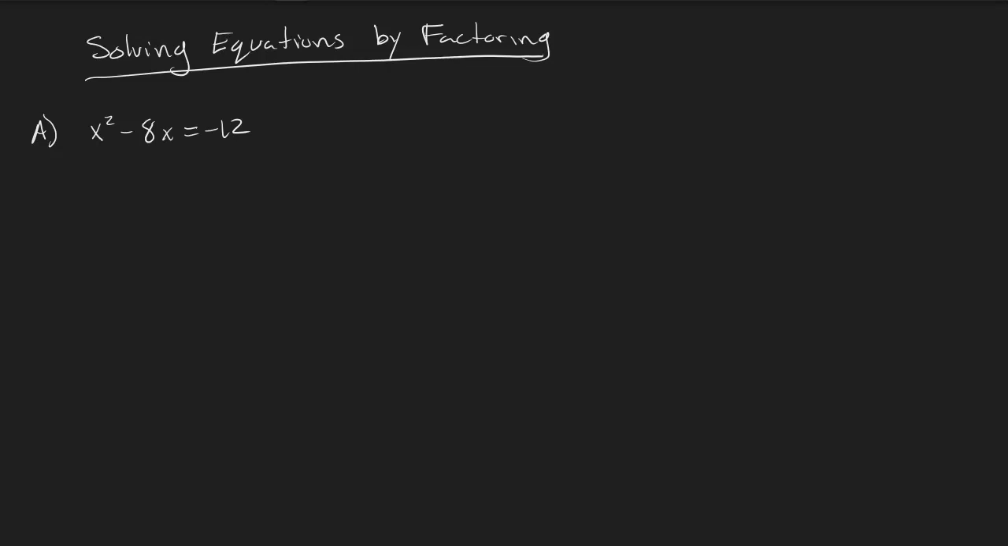So what I'm going to do is, this is not in standard form right now, so I'm going to rewrite it in standard form by moving the 12 over to one side of the equation, so the other side equals 0. So I have x squared minus 8x plus 12 equals 0. There we go. So we have one side that equals 0. And remember, I'm trying to find x values to make this side equal to 0.